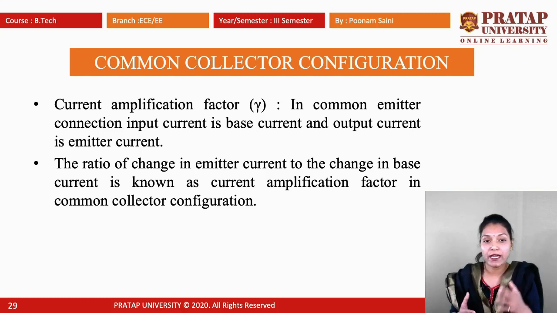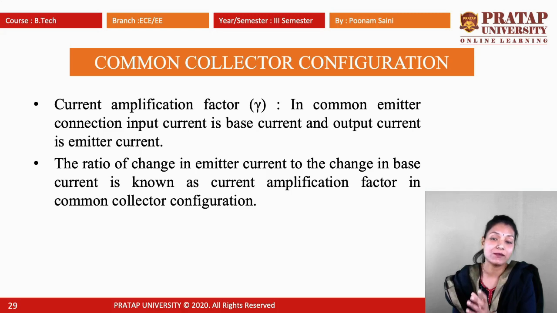The ratio of change in the emitter current to the change in the base current, where emitter current is the output and the base current is the input, is known as the current amplification factor in the common collector configuration.